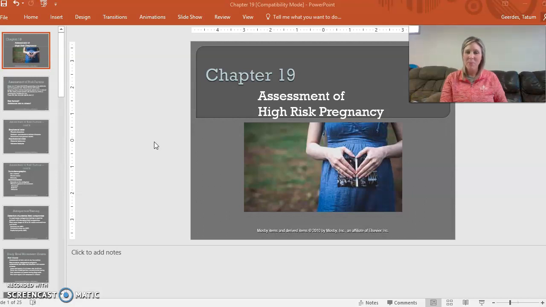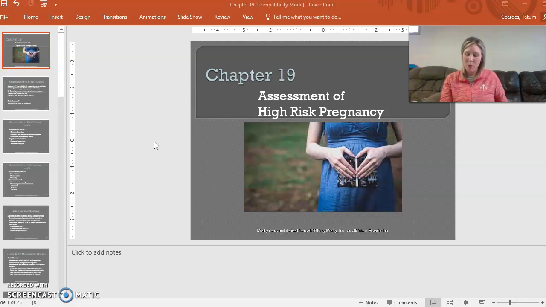I also think it will be important to have your textbook available just because I will be pointing out some page numbers in your chapter that are going to be great resources for you to utilize as you start to learn this material. So before we begin, I'd like to just define what a high-risk pregnancy is.